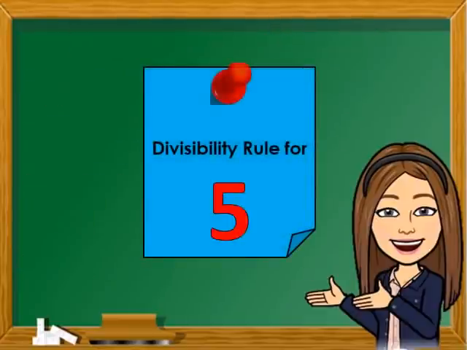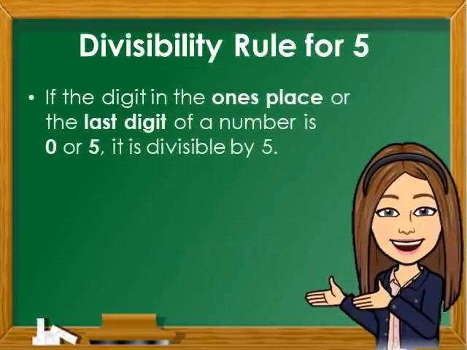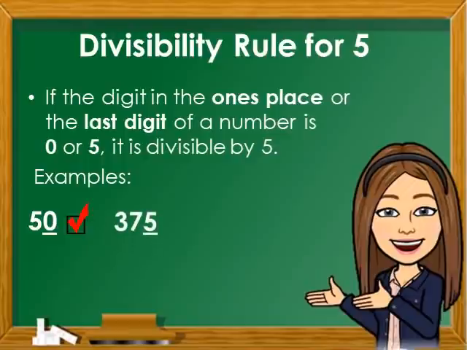Next is divisibility rule for 5, which states that if the digit in the ones place or the last digit of a number is 0 or 5, it is divisible by 5. Let's have an example. 50. The ones place or last digit of 50 is 0. So, 50 is divisible by 5. 375. The ones place or last digit of 375 is 5. So, 375 is divisible by 5.